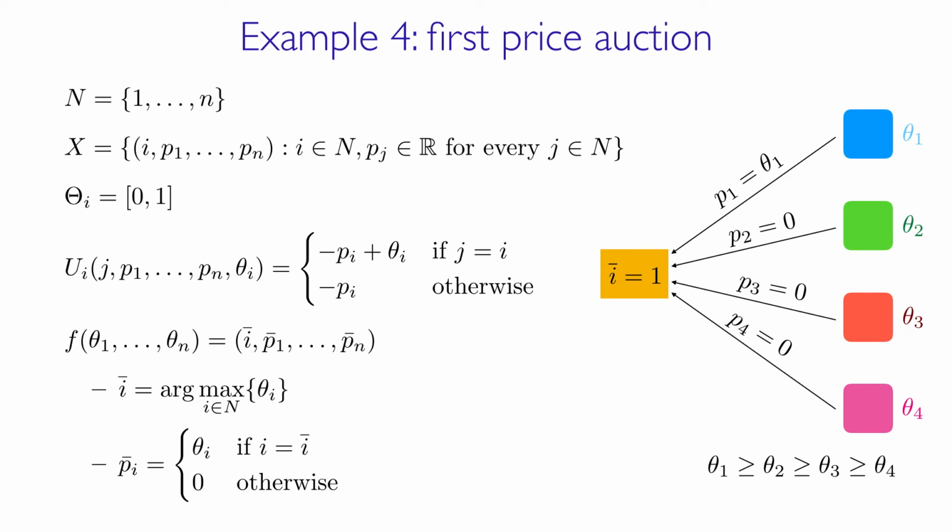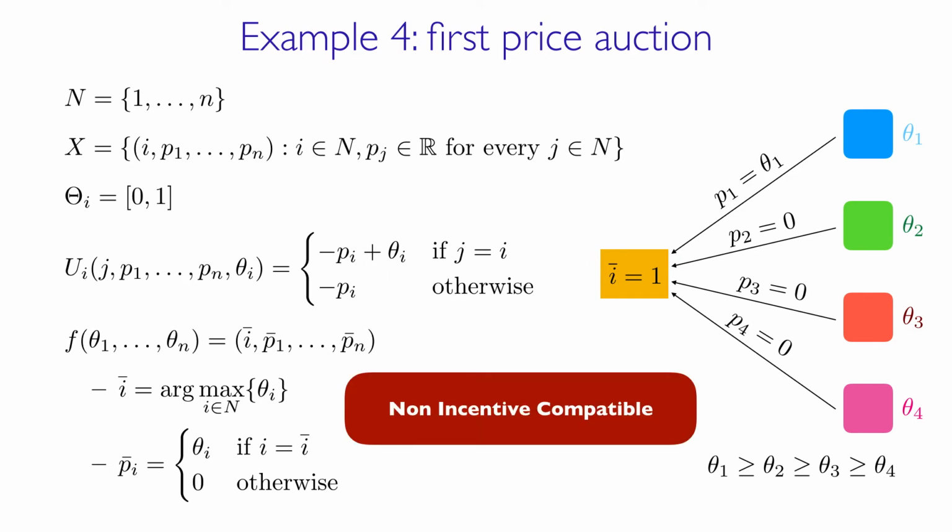Consider now the first price auction. The winner, when the players report truthfully, is player 1. However, she can improve her utility by reporting a type a bit larger than θ2 and a bit smaller than θ1. For instance, θ2 plus epsilon, where epsilon is arbitrarily small. So even the first price auction is not incentive compatible.